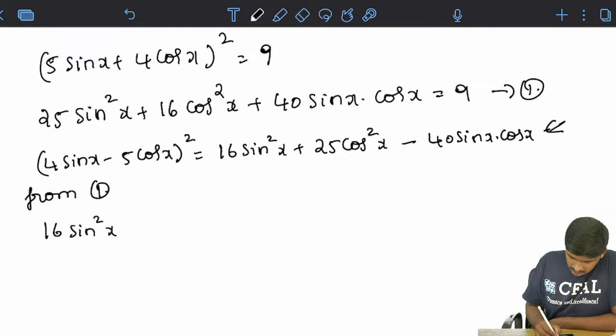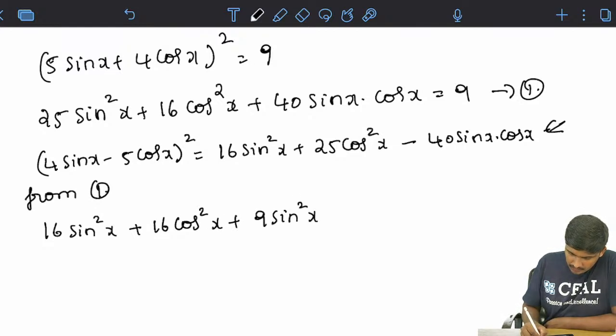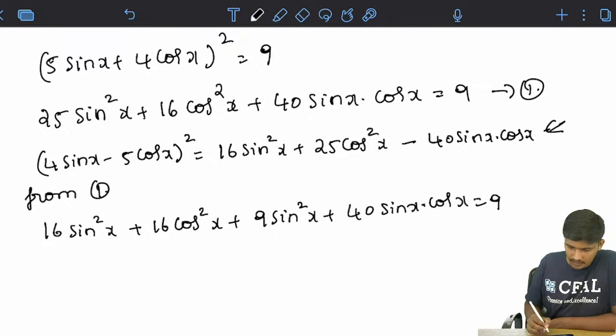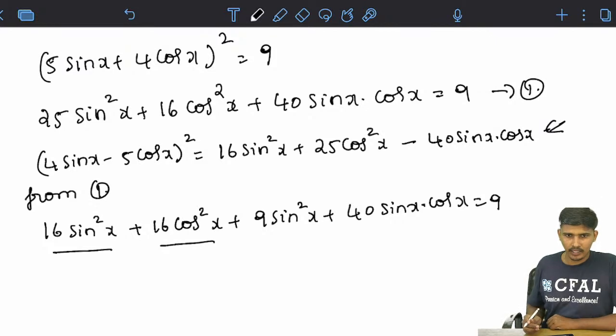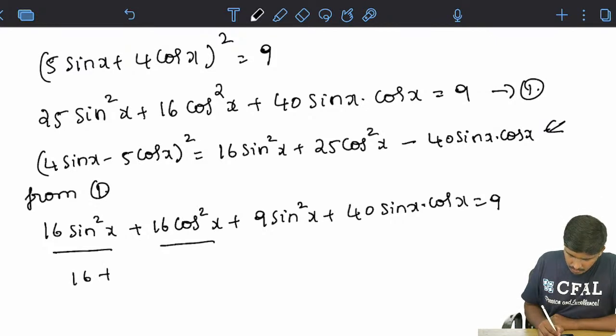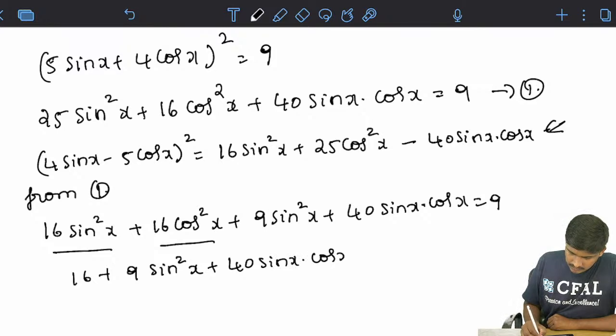So plus 16 sin square x plus 16 cos square x plus 9 into sin square x plus 40 into sin x into cos x will be equal to 9, right? So we know that the value of sin square x plus cos square x is equal to 1. So the value of this will be 16 plus 9 into sin square x plus 40 into sin x into cos x, which is given to be equal to 9.